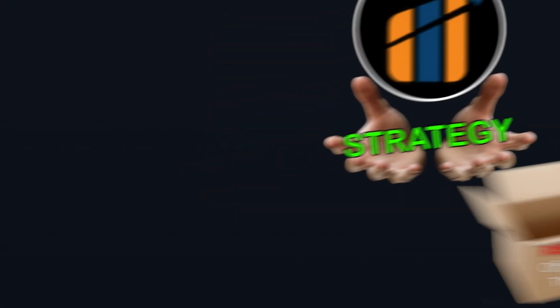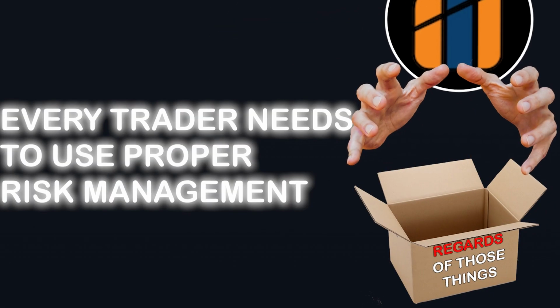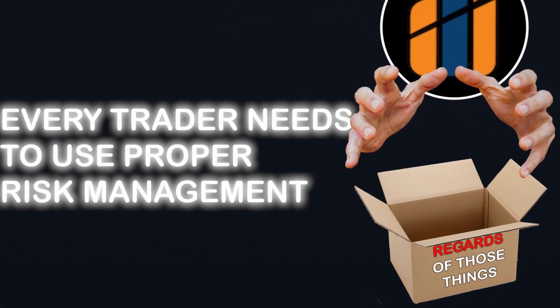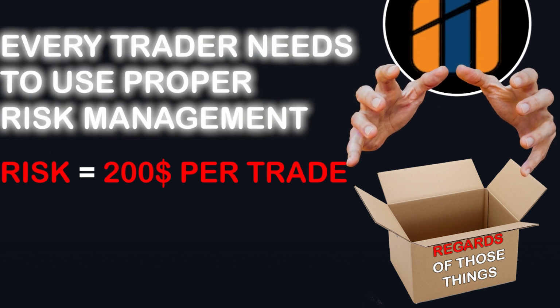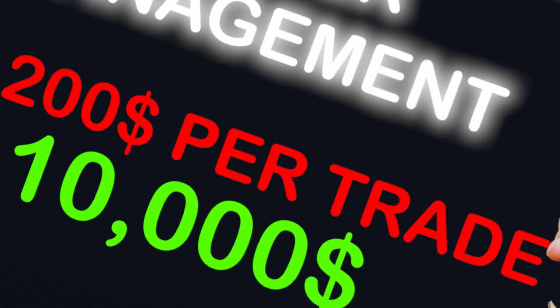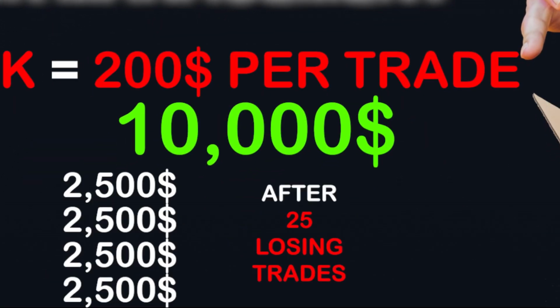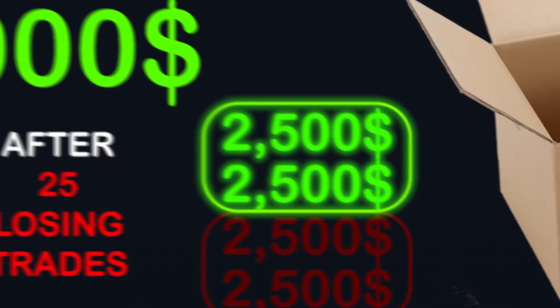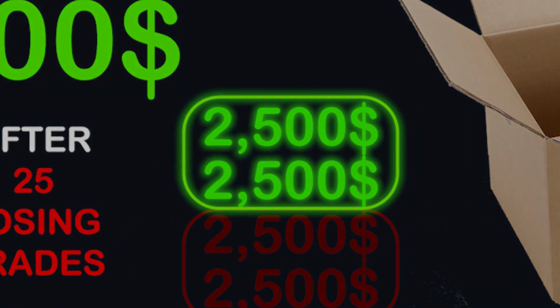Regardless of the trading strategy, every trader needs to use proper risk management. As you saw in the backtest, we risked 2% per trade, meaning we were willing to lose $200 from our $10,000 initial capital, which means we could have lost 25 consecutive trades and still have a balance of $5,000.